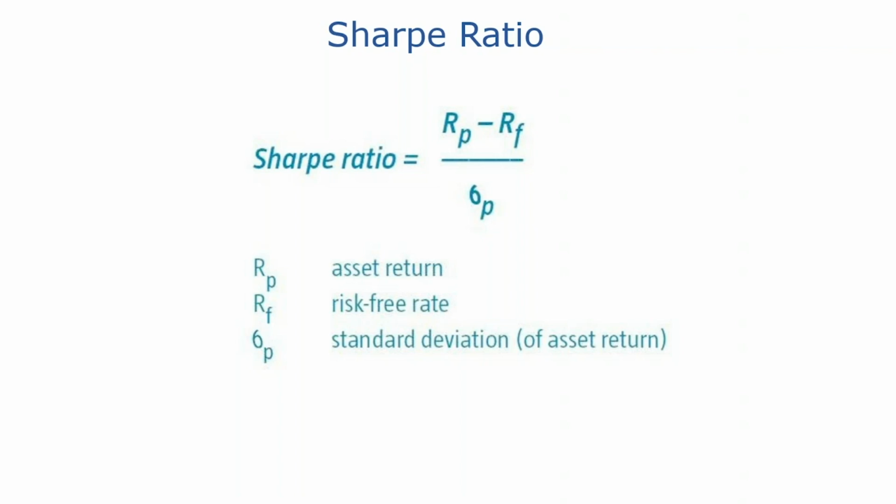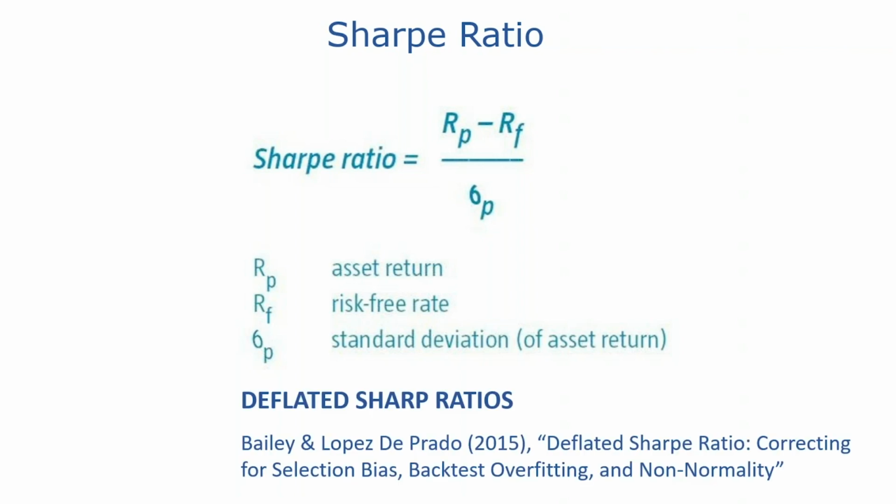Exponential, where you have constant absolute risk aversion, or logarithmic, where you have increasing absolute risk aversion. Furthermore, there are problems with selection bias, overfitting, etc. So there is a way to adjust for that. Here's a reference for you that will tell you how to deflate the Sharpe ratio to make it a little more accurate.